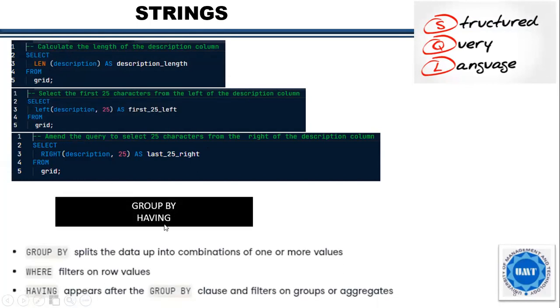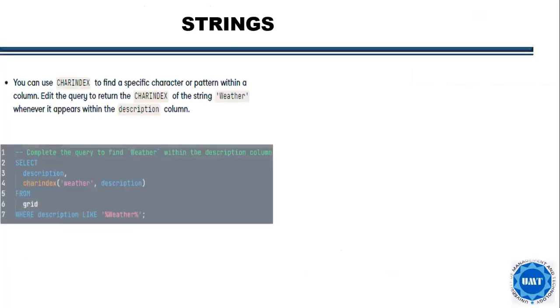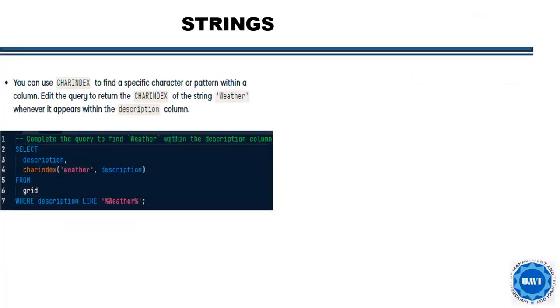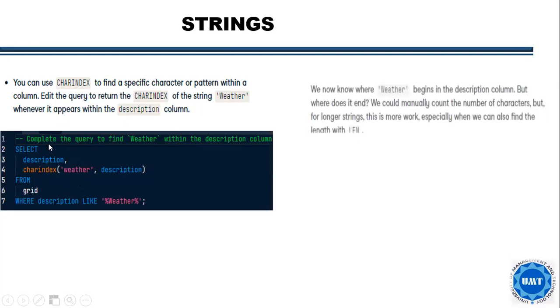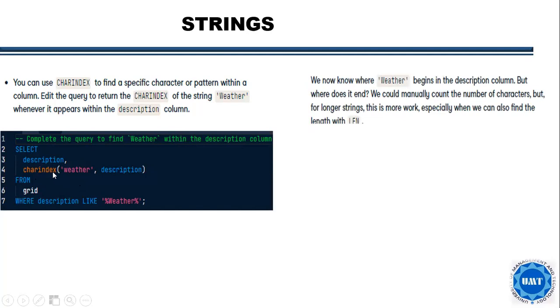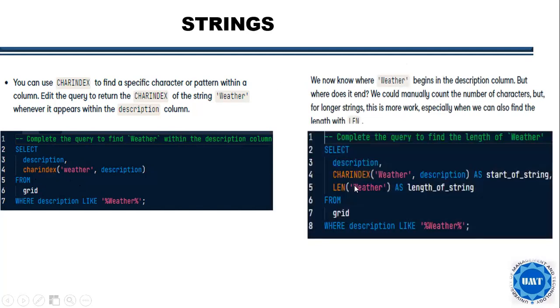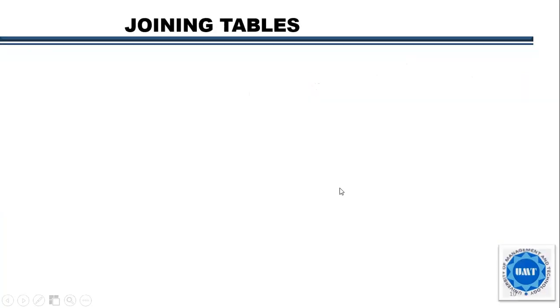Group by having. Group by splits the data into combinations of one or more values, where the filter on rows, having, appears after the group by clause. Strings. Strings can use char index, etc. Here we are using char index, and here we are using char index and length.